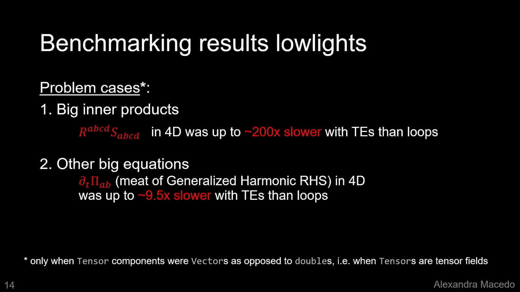So this first case was a contraction over 4 indices, and it was 200 times slower with tensor expressions than loops, which is horrible. And the second example is this dt pi quantity, which is this massive equation with lots of operations, and it was 9.5 times slower with the tensor expressions than with the loops. And this needed to be addressed. If we want to use them, this needs to be fixed.